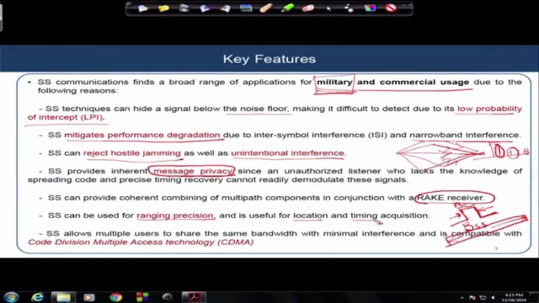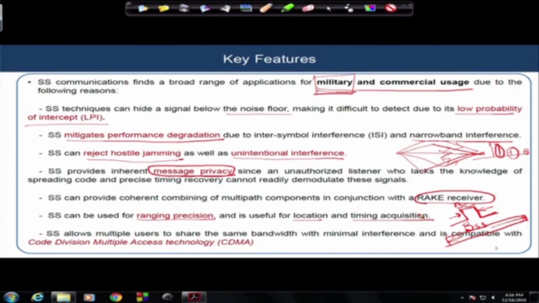So now you can have a fine resolution over the time axis. You can locate the information over a smaller time duration. So it improves the precision of ranging. It can improve the useful information of the location and also the timing acquisition. So anything related to localization, ranging precision, timing acquisition, all those activities which are very important tasks in our commercial communication systems, can now be performed by spread spectrum communication.